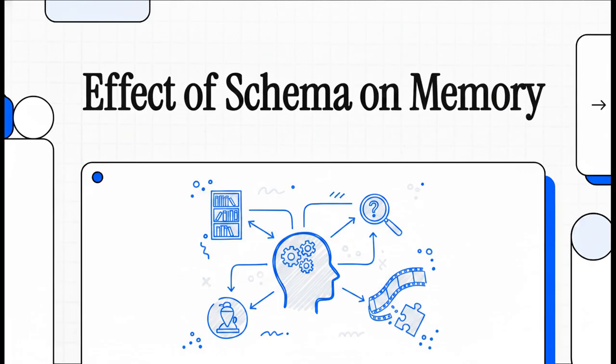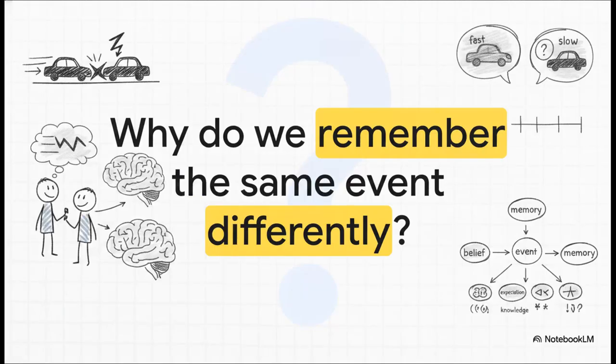Now, we usually trust our memories implicitly, right? But as you'll see in our lab setup today, the way we store and recall our past is way more complex than just hitting play on a recording. Before we get into the nitty-gritty of the experiment, I want you to think about a real-world puzzle. Why do we remember the exact same event differently?